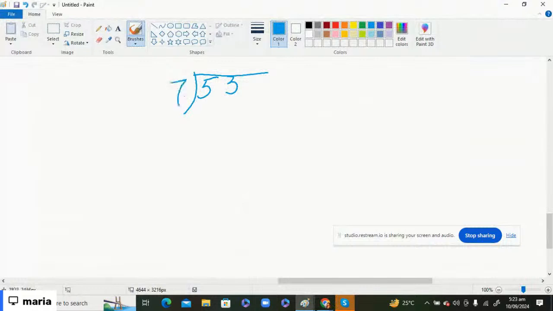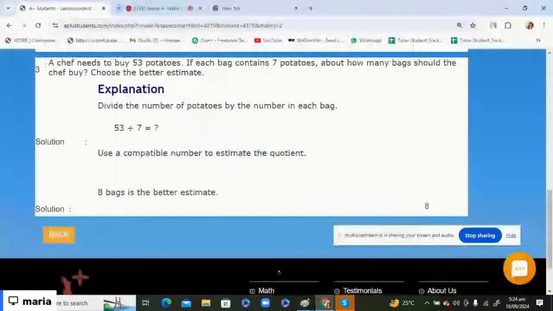So 7 times which number is closer to 53? 7 times 7 is 49. That is 4. 4 is left. So you can say 7 or 8. Mostly it's the 8.